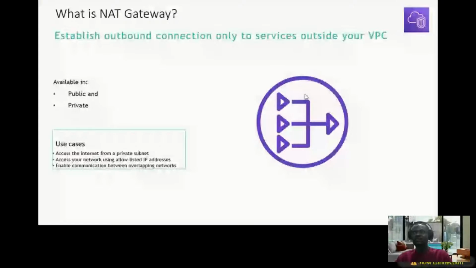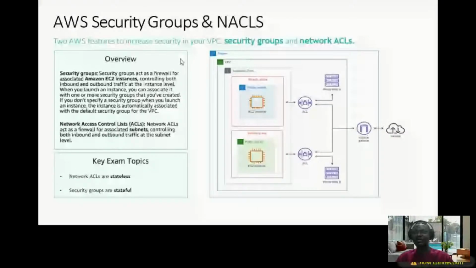Then security groups and NACLs, the differences, as I spoke about before: one is at the subnet level, which is the network access control list, while the other is at the instance or resource level, which is the security group. A security group is stateful, while the NACL is stateless, and this one does not have connection by default. So that's what you need to know.